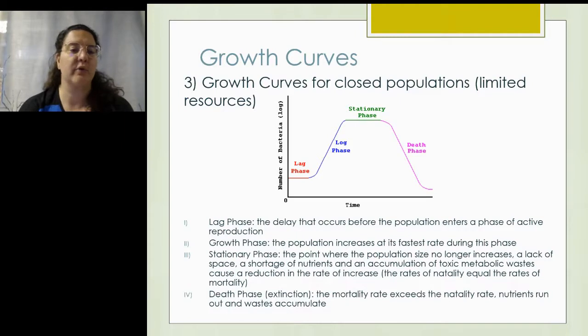So lastly, we're going to look at growth curves for closed populations because there's limited resources. At the end of the stationary phase in a closed system growth curve, because there are no additional resources, we have a death phase. This is where the mortality rate will exceed the natality rate. And again, organisms cannot move in and out. So nutrients run out, waste accumulates, and organisms are no longer able to survive. We'll occasionally only see this in things like algal blooms, as opposed to large mammal populations, for example.